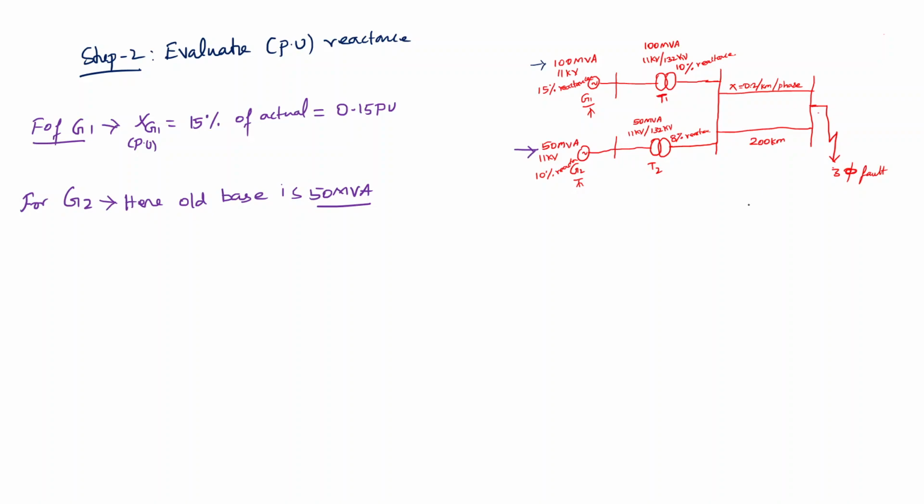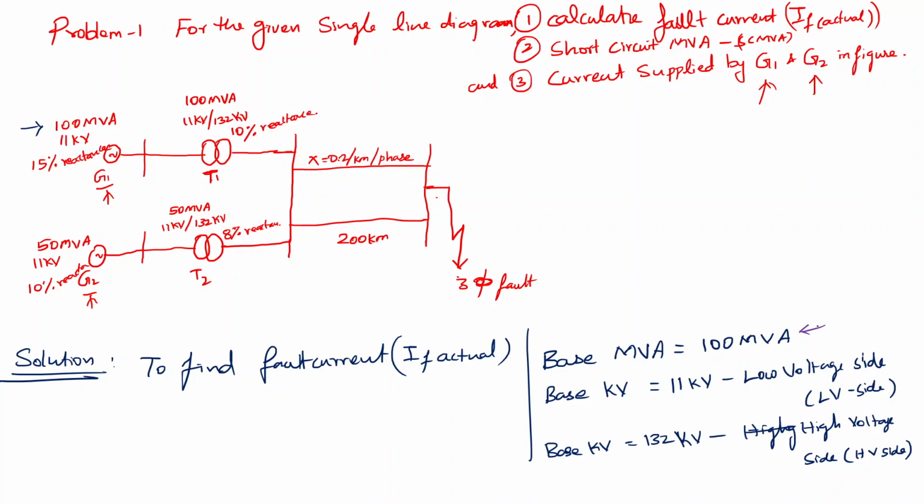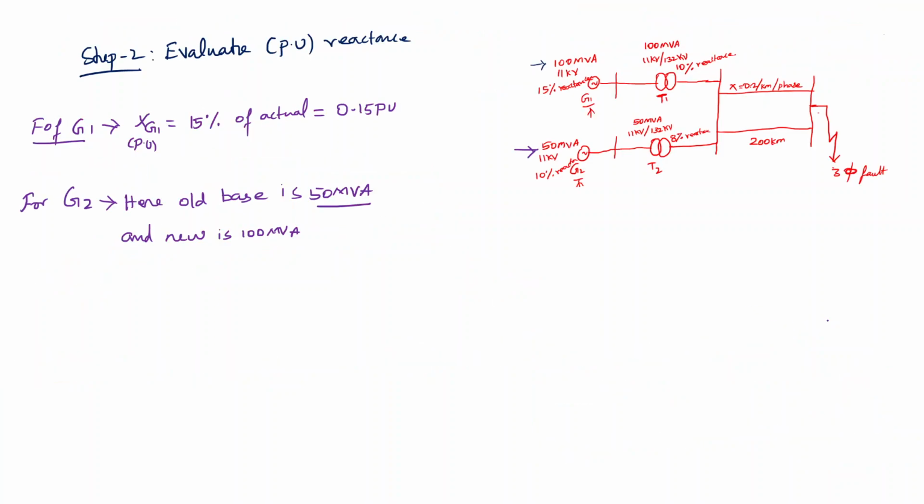So I am considering this 50 MVA as the old base, and I need to convert it into a new base of 100 MVA. My total problem uses 100 MVA as the base, but the 10% reactance at G2 is given for 50 MVA, so I need to convert this 50 MVA base into the 100 MVA base.